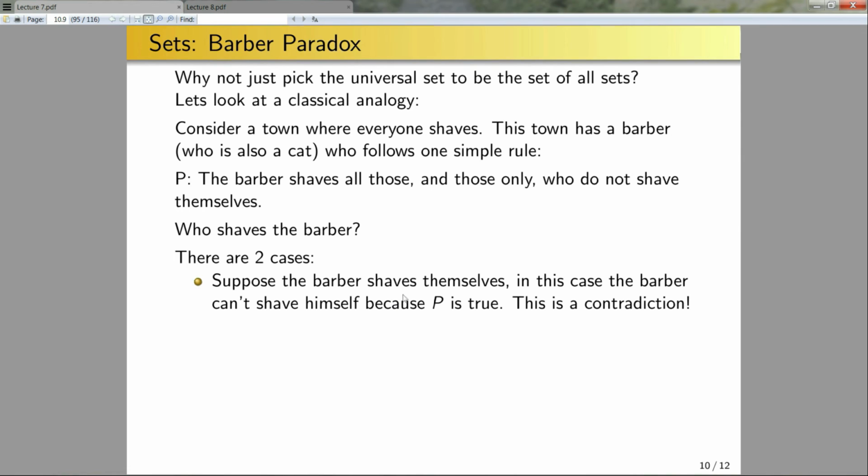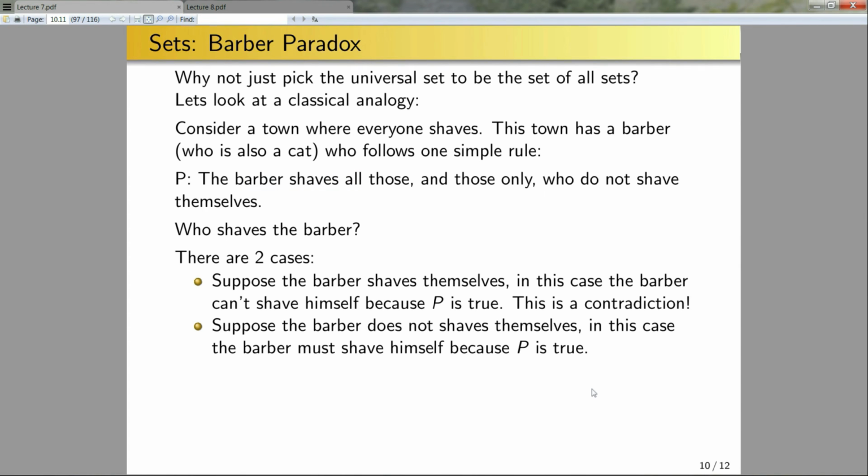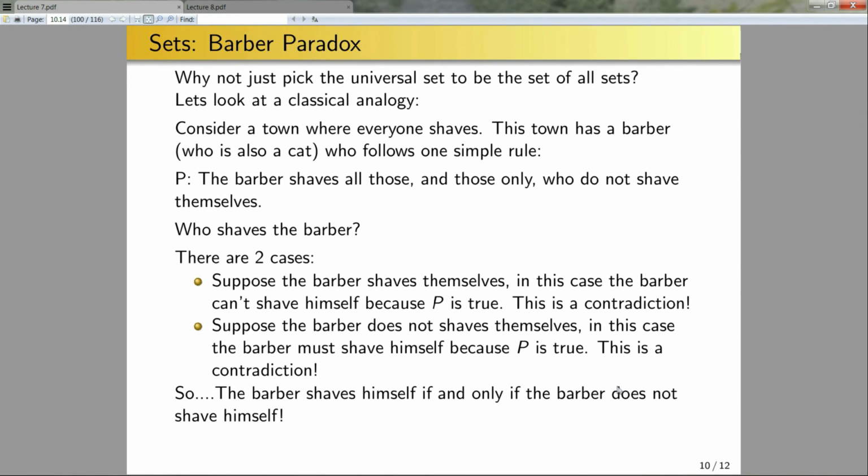Okay, that's nice. Now let's examine the case where the barber does not shave themselves. Now in this town, everyone shaves, therefore someone must shave the barber. But since the barber doesn't shave themselves, then the barber has to shave himself because the barber shaves all of those who do not shave themselves. Thus, in this case, the barber must shave himself as well. This is, again, another contradiction. So putting all of these together, this means that the barber shaves himself if and only if he does not shave himself. This is essentially the statement that P is true if and only if P is not true. We call this a paradox.